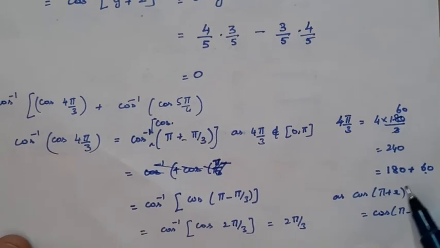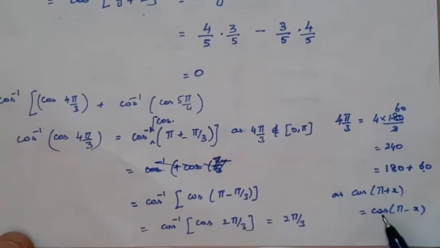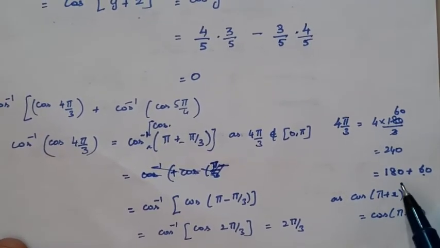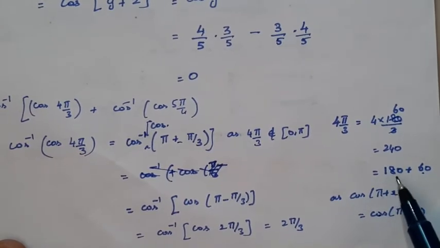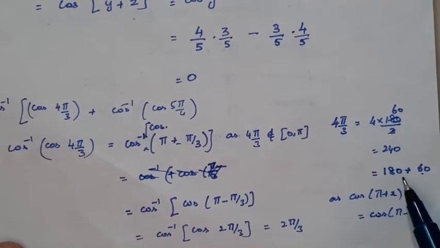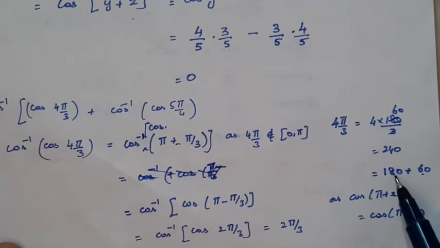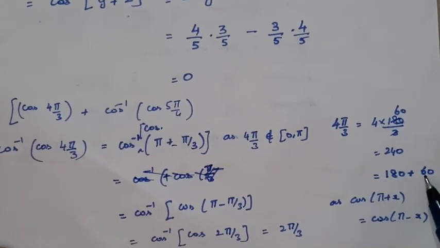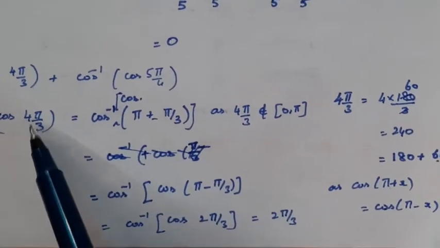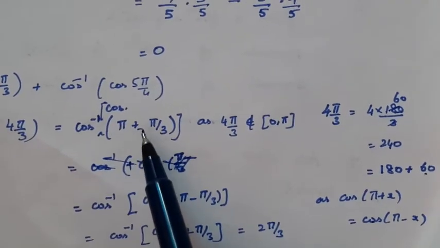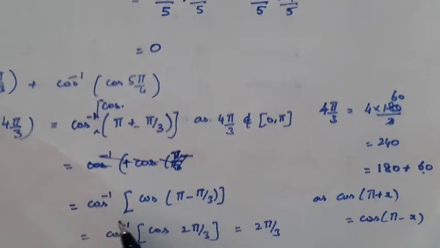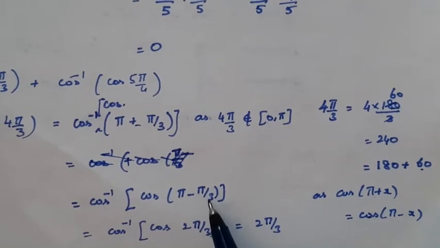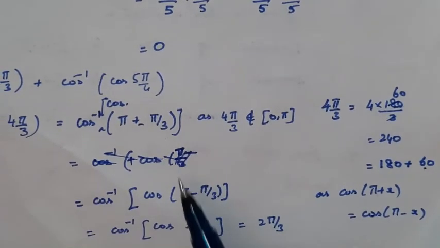So you have to find a corresponding angle in either the second or first quadrant so that the cosine value would be equal. But you know that cos of pi plus x and cos of pi minus x are equal. So we can write cos of 4 pi by 3, that is cos of pi plus 60, that is 180 plus 60, as also equal to cos of 180 minus 60. So this 4 pi by 3 is expressed as cos of pi plus pi by 3, which is also equal to cos of pi minus pi by 3, because the corresponding cosine values are equal.